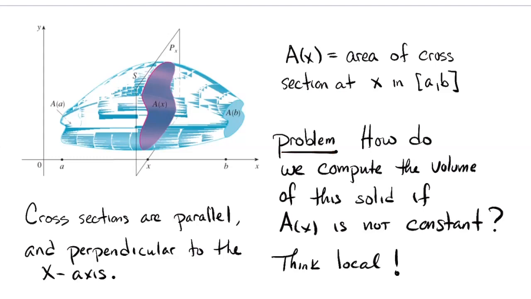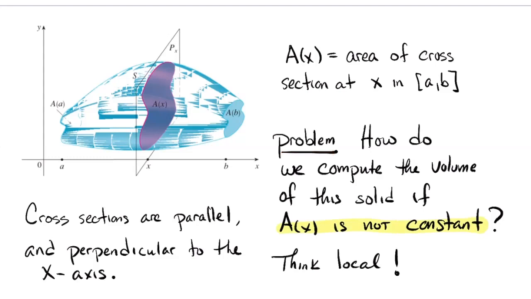If A of x is a constant, then the solid is a cylinder, and we would just take that constant value and multiply it by the length, which is b minus a in this case, and we'd get the volume. But here, A of x is changing as x changes. So we're going to use that principle I mentioned before.